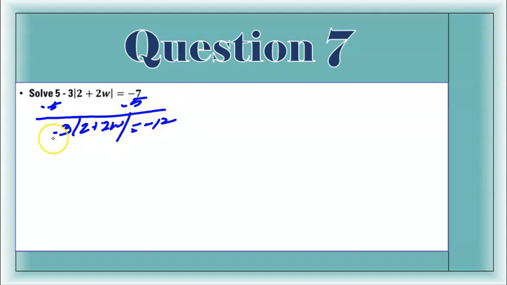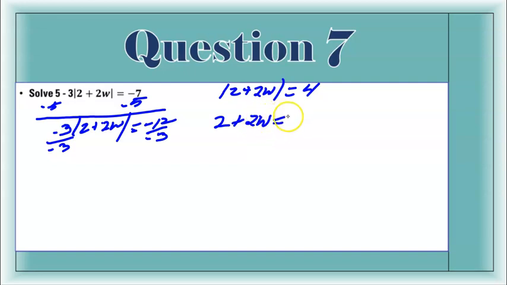To get the absolute value by itself, I'm going to divide by negative 3. And now I have the absolute value of 2 plus 2w is equal to a positive 4. So it can equal a positive number, so I'm going to do case 1 and then case 2. Case 1 is 2 plus 2w equals a positive 4. And case 2 is going to be 2 plus 2w equals a negative 4.